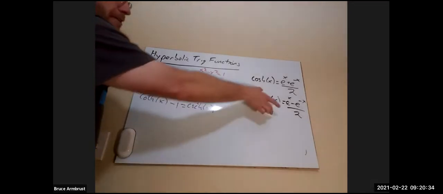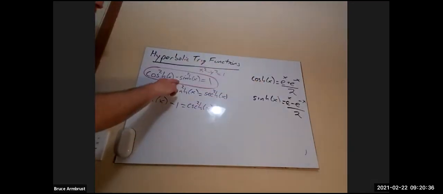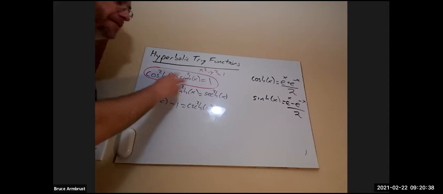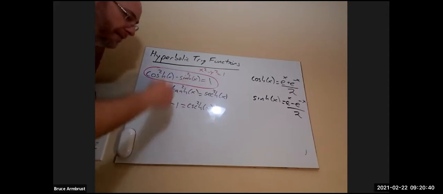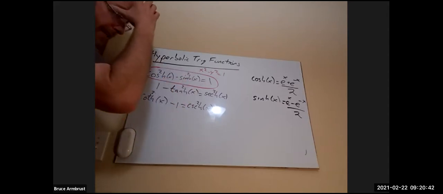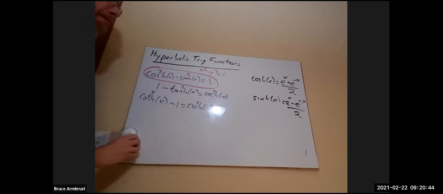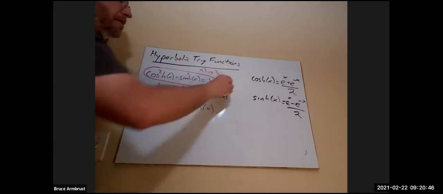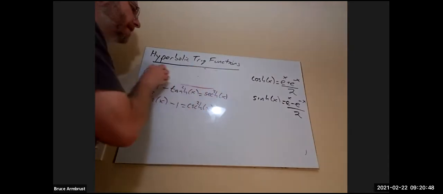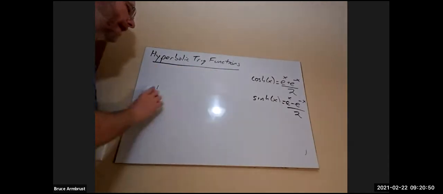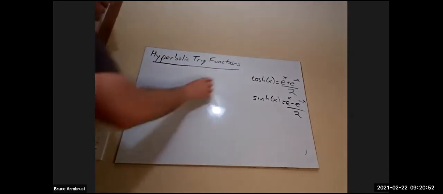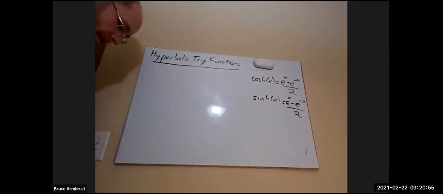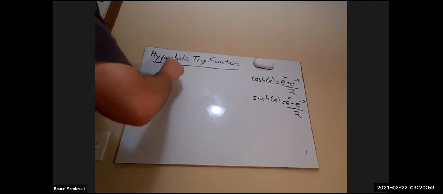If you were, say, to put these two into this identity, you'll see that you do get one, right? It all ties together. So what these things look like, if you were to draw a graph of them, we'll go ahead and draw them both on the same set of axes here.